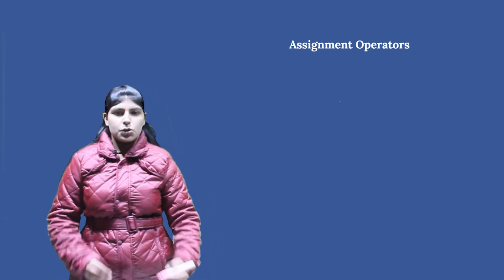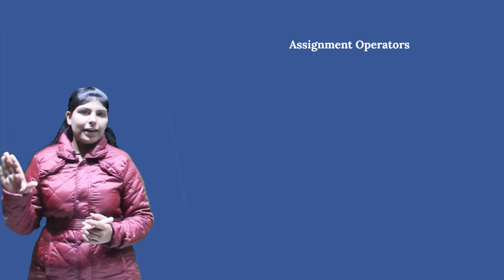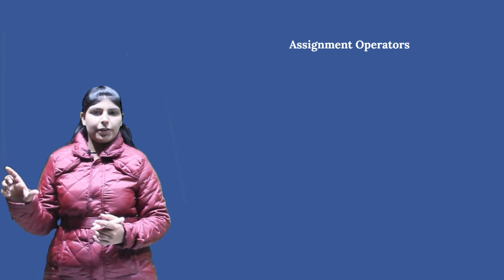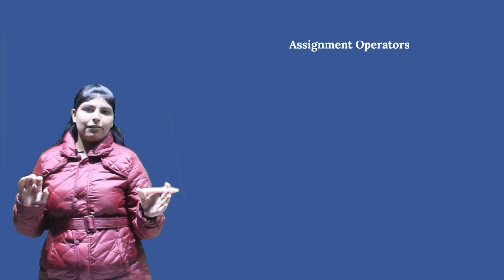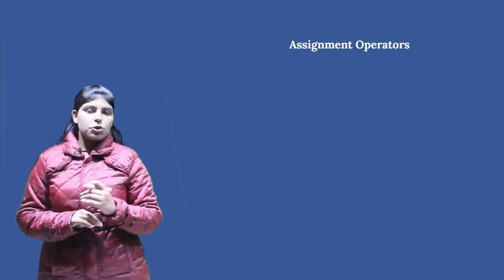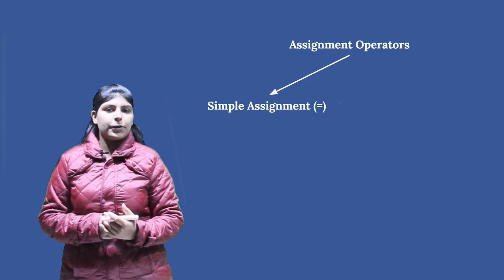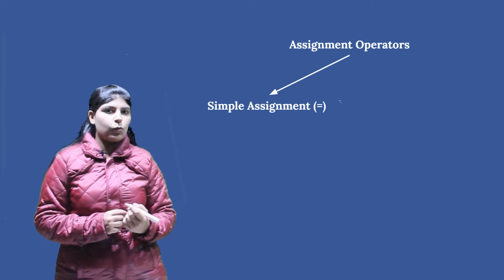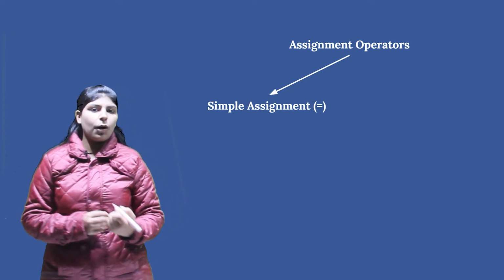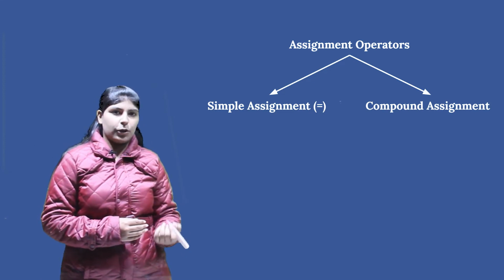The next type of operators are assignment operators. So these operators are used to assign value to a variable. So in the left hand side of the assignment operator, I have a variable, and on the right hand side I have a value. So in this case, the value at the right hand side is assigned to the variable at the left hand side. So we have two types of assignment operator. First I have a simple assignment operator, that is denoted by equal to sign. Then I have a compound assignment operator. So let us first see what is simple assignment operator.